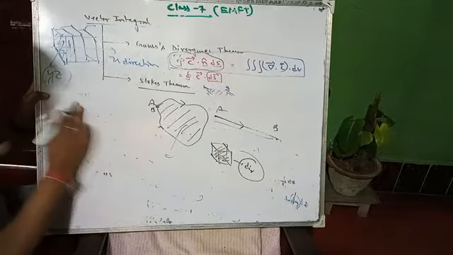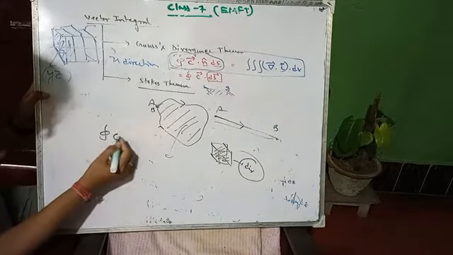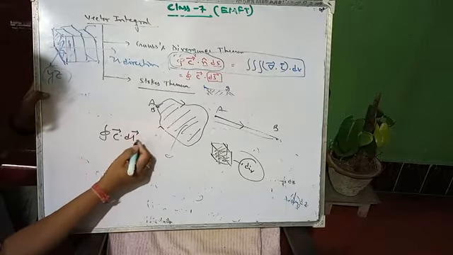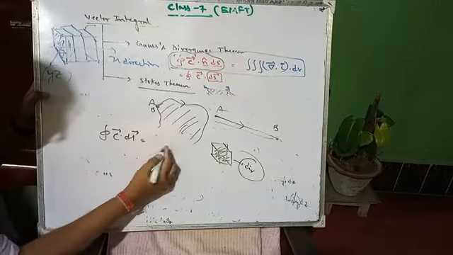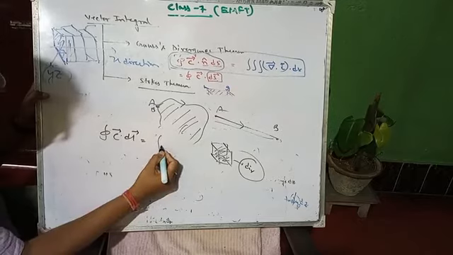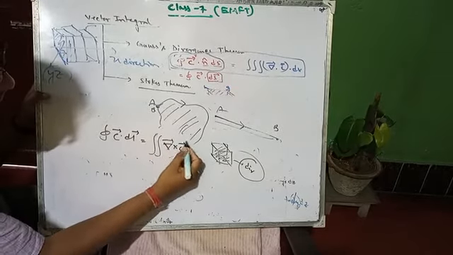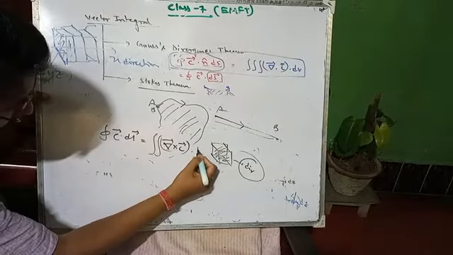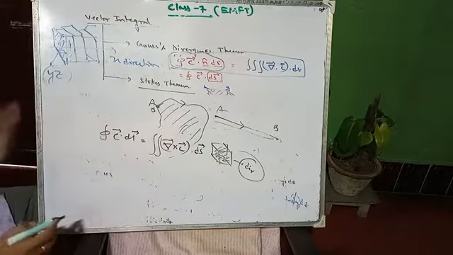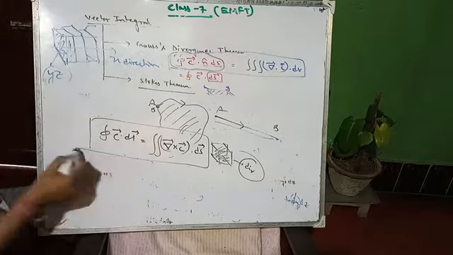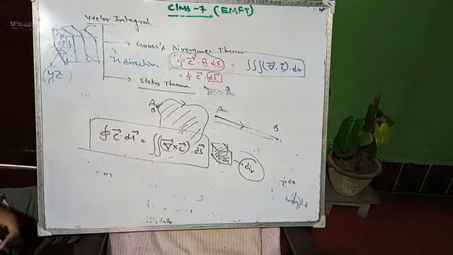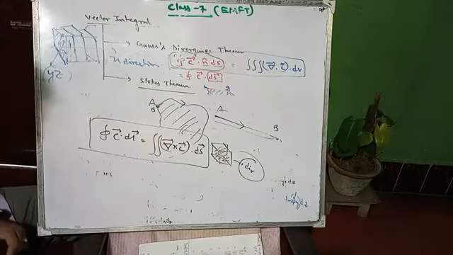So the statement for Stokes theorem is that the line integral of C dot dl equals the surface double integral of the curl of that vector field over a surface. So this is your Stokes theorem expression. Now I have to prove Stokes theorem.